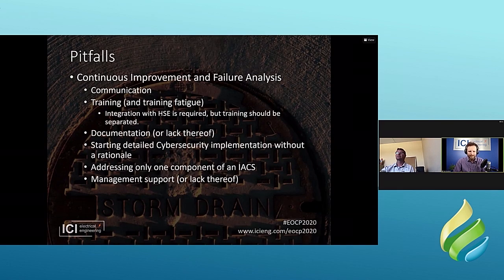Pitfalls, and I'm surprising Bill with this one because I just threw this one in based on our discussions last night. Fair enough.